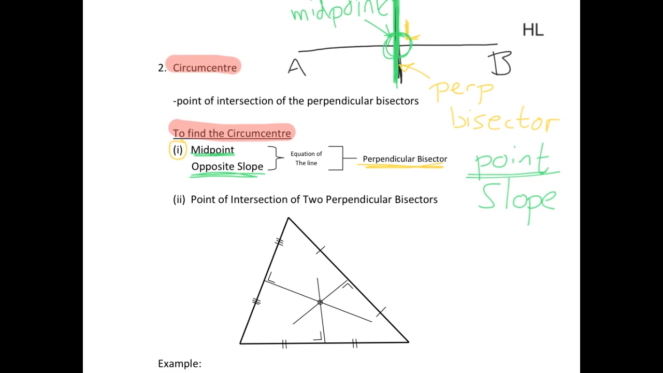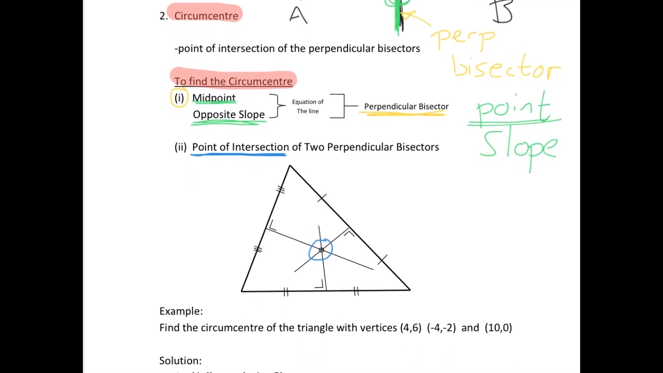Now we're going to have to do this twice, because in order to find the point of intersection, we're going to have the equations of two lines, and their point of intersection, which we'll solve with simultaneous equations, will give us our circumcenter. So now let's take a look at an example of how we go about doing this.